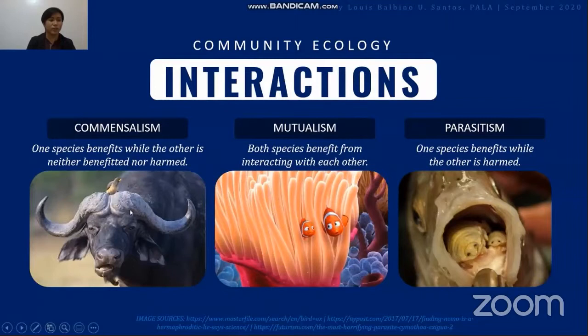The buffalo doesn't really mind if there are ticks, but hey, it's there, so might as well. Mutualism is where two species benefit from each other. Clownfish gain protection from the stinging tentacles of anemones, and in return, the excess food, the crumbs that the clownfish drop, the anemone can feed on.